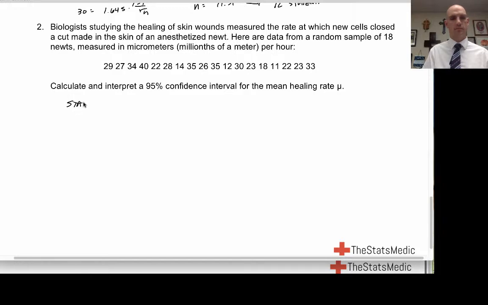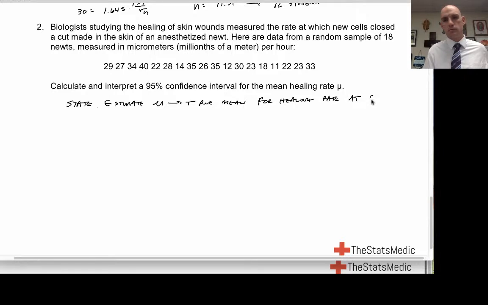So state, we want to estimate the true mean for healing rate at 95% confidence. So plan. Do a one sample t interval for mean.